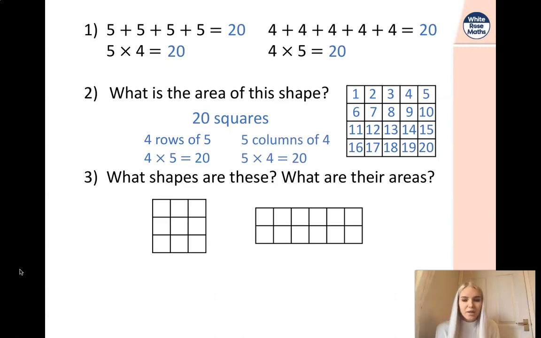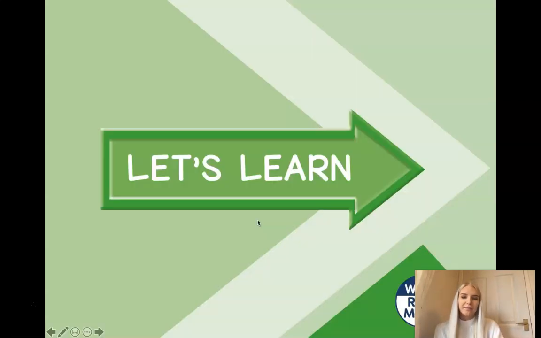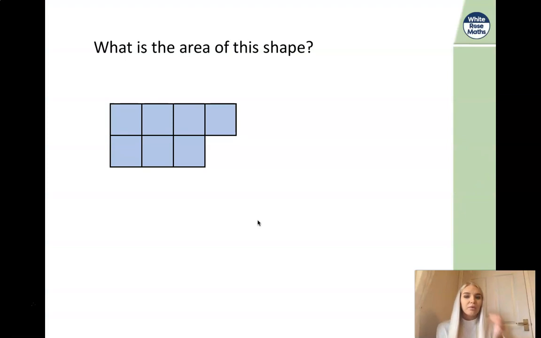Number 3, what shapes are these and what are their areas? Well, shape number 1 is a square and it has an area of 9 squares. And shape number 2 is a rectangle and it has an area of 12 squares because we have 2 rows of 6. Okay. So in today's lesson, we will be looking at how we can draw different shapes.